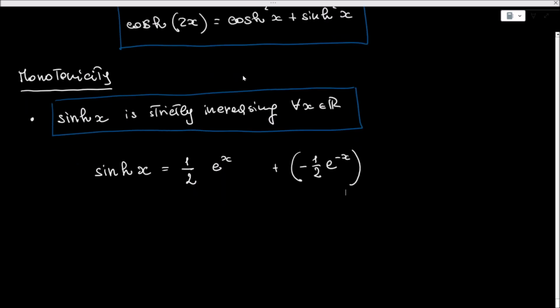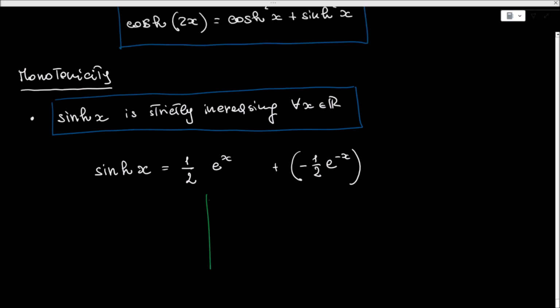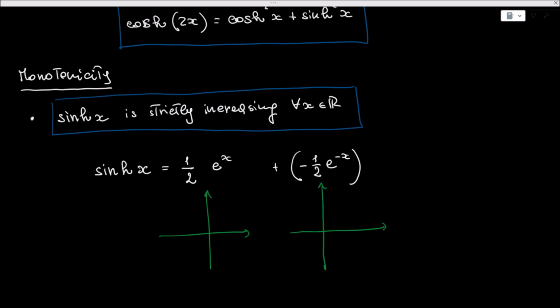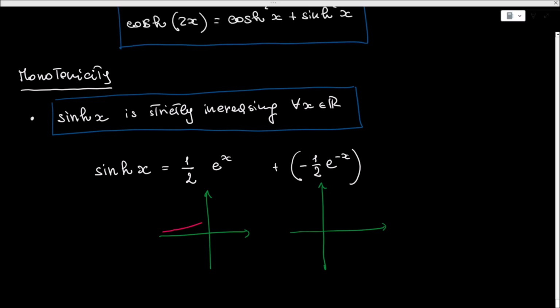And now let's think about the e to the x times 1/2. What is the behavior of this function, and what is the behavior of the other function, right? So, well, for this function, we have that 1/2 e to the x will be a function like this, with this equal to 1/2. So clearly, this is strictly increasing, right? So let's see the other part.